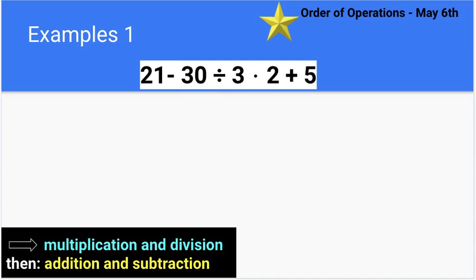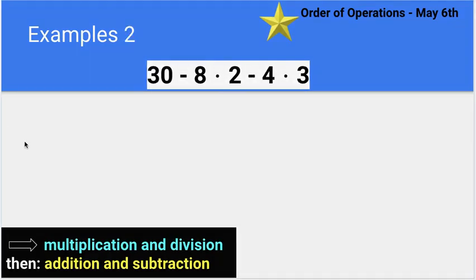So here we go. Number 2, go ahead and stop the video. Try this one out on your own. All right, let's check your problem. So we're starting with multiplication and division. No division, but we have 2 multiplications. We're going to do the one to the left. We got to do the one to the left first. So 8 times 2, 16. Now let's bring everything else down.